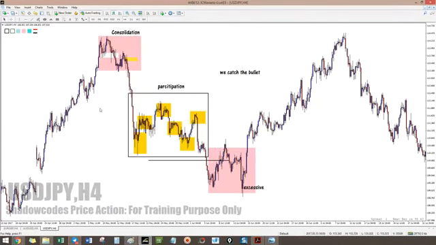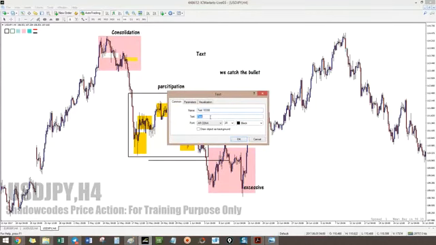Do you get this? On H4, we are in a participation stage for sell.